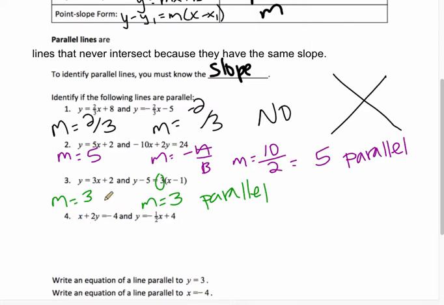Last one, I have standard form and I have slope-intercept form. So in this one, m is negative 1/2. And in this one, okay, what is a? Well, a is 1, right? There's an invisible 1 there in front of the x. So it's going to be negative 1 over b, which is 2. So these are also parallel.